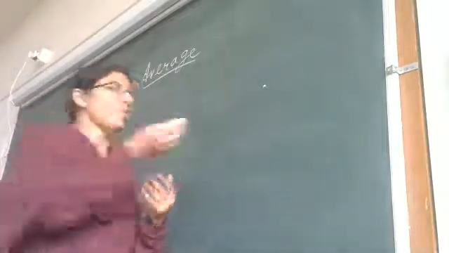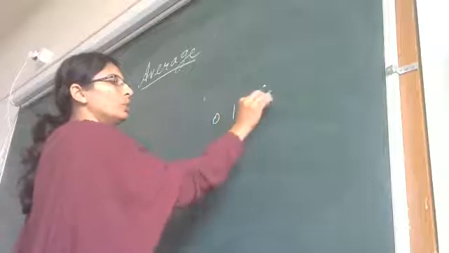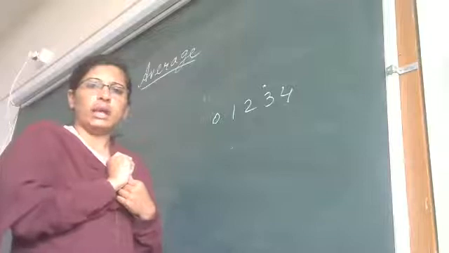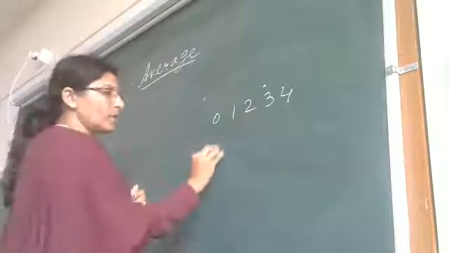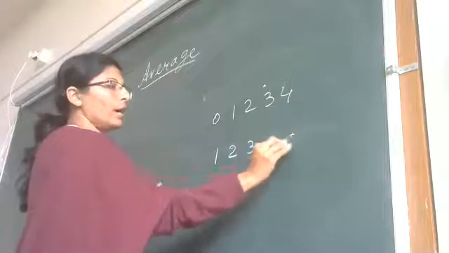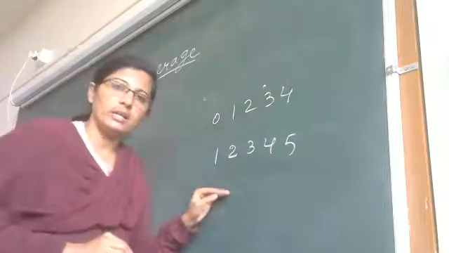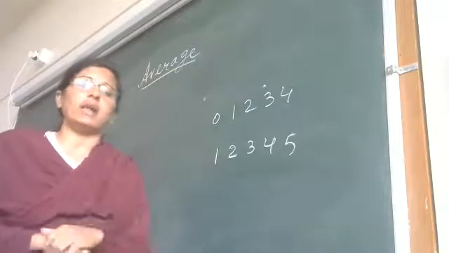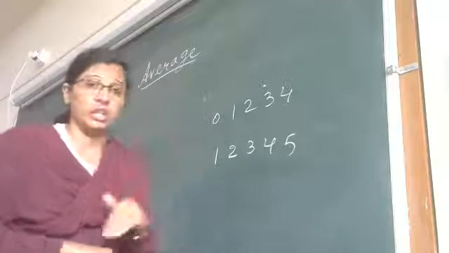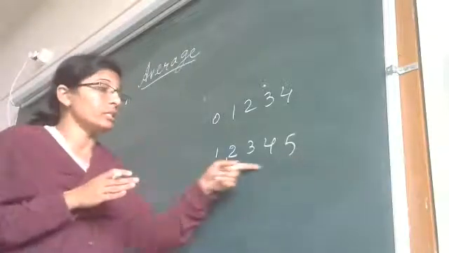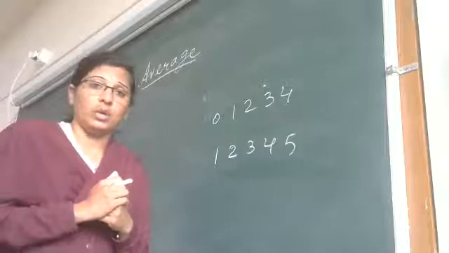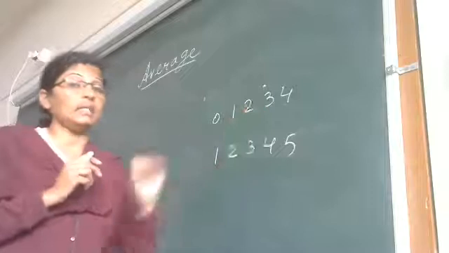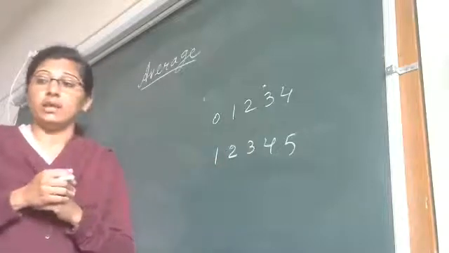Or whole numbers. We know whole numbers: 0, 1, 2, 3, 4. So these are 5 whole numbers. Or we'll take natural numbers: 1, 2, 3, 4, 5. These are 5 natural numbers. Counting numbers, natural numbers. What is the average of this if they ask? What is the center of these 5 natural numbers? Three. By seeing this, you can find out that 3 is there.